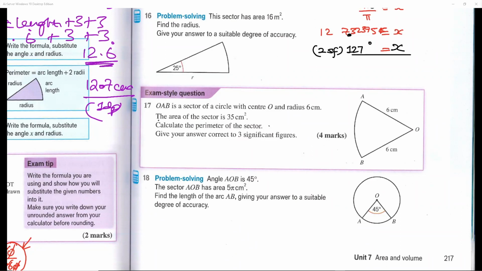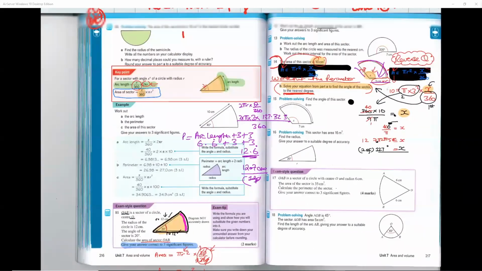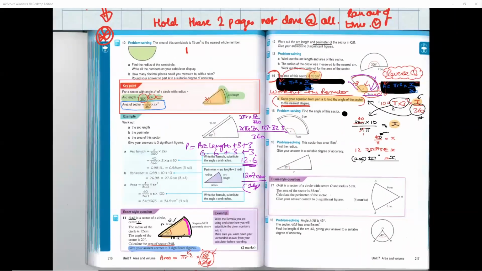Question number 18, angle AOB is 45. The sector AOB has an area of 5 pi centimeters squared. Find the length of the arc AB. Right, question number 17 is identical to what we've literally just done, where they're giving us an area answer. We have to work out the angle, then work out the perimeter. So that's identical in its full length.